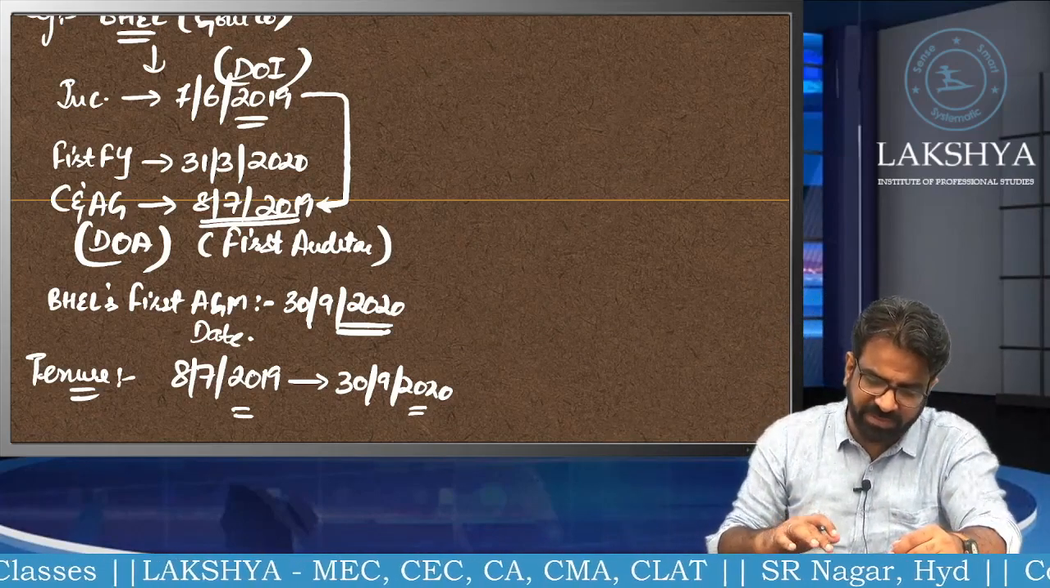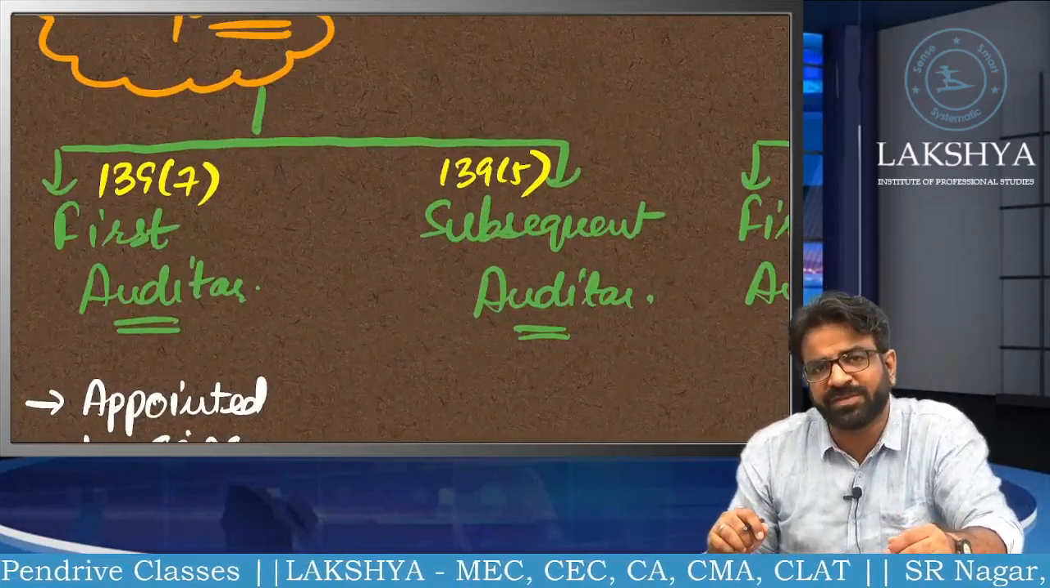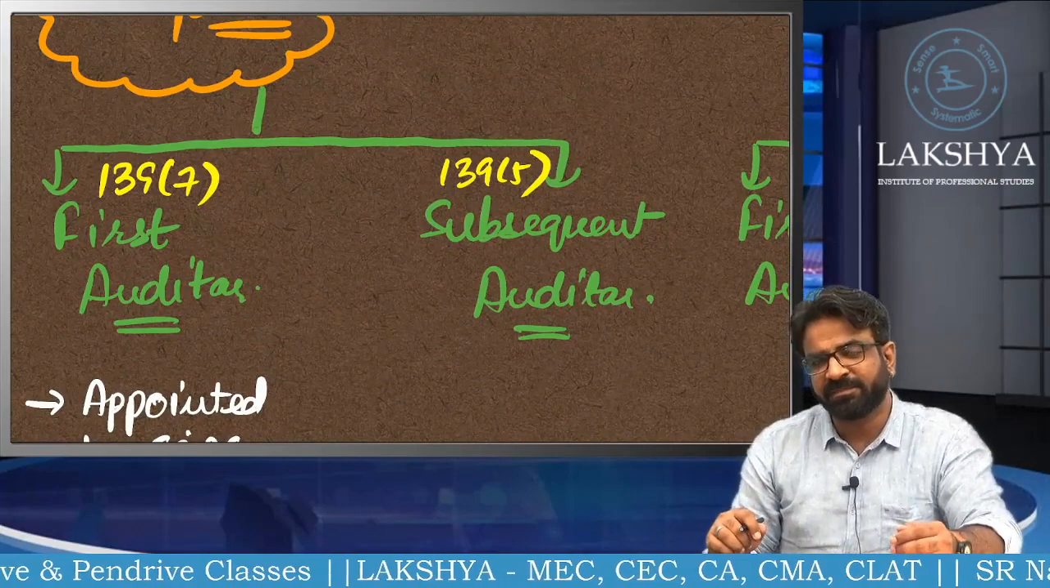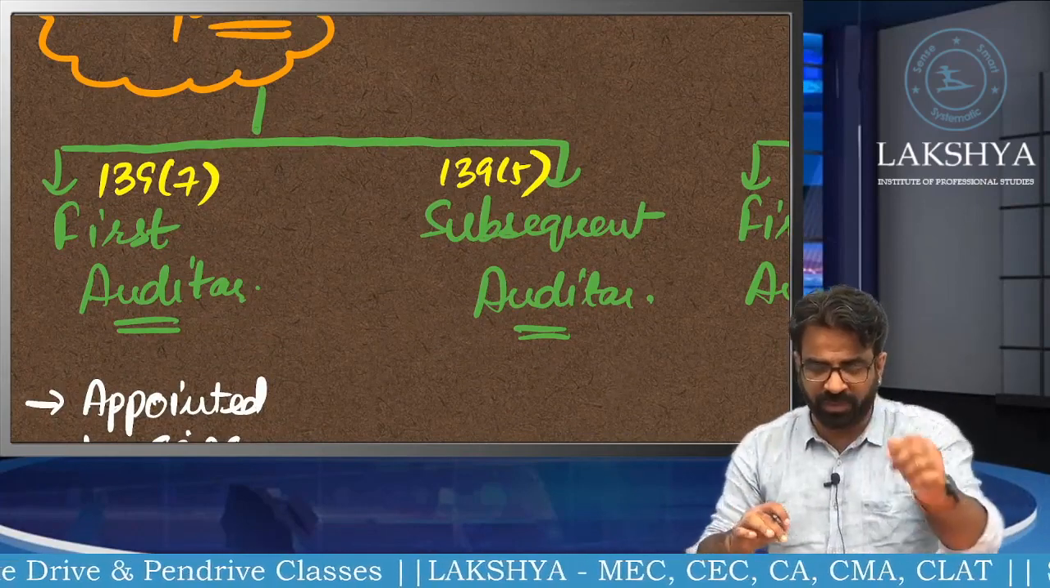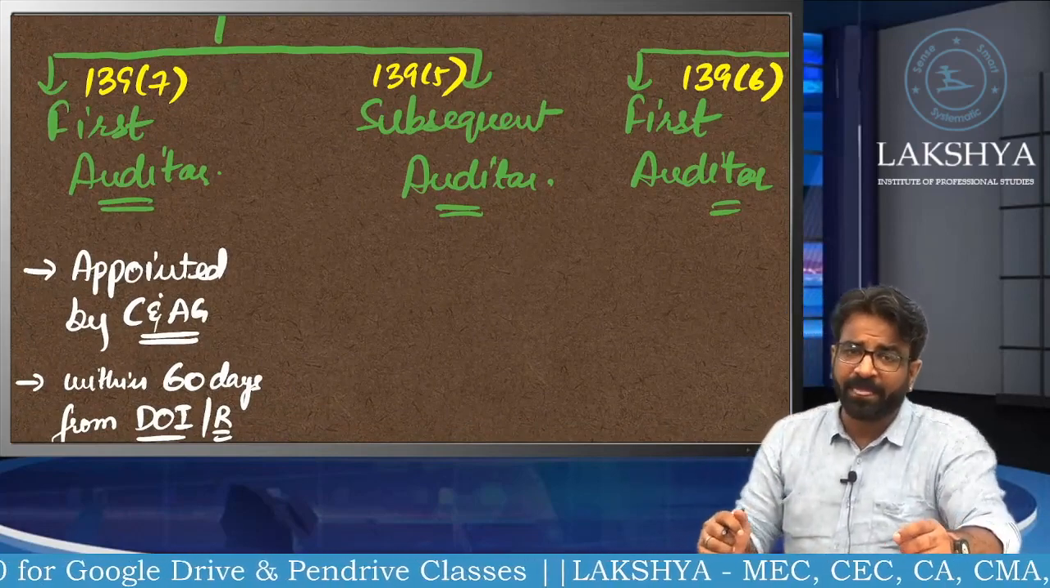So this is what brings an end to section 139 subsection 7, which talks about the first auditor of which company? Government company. Let's move to the next auditor. Who is the next auditor? Subsequent auditor of a government company.